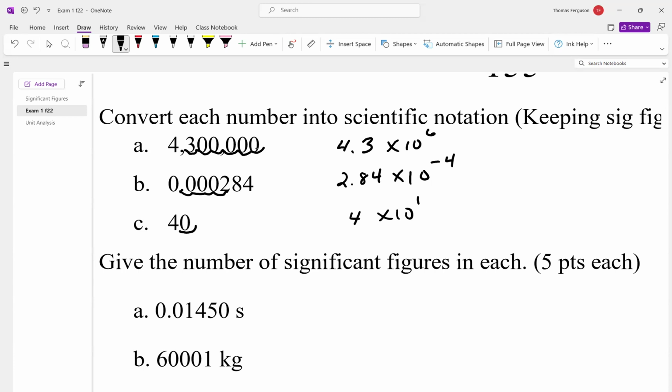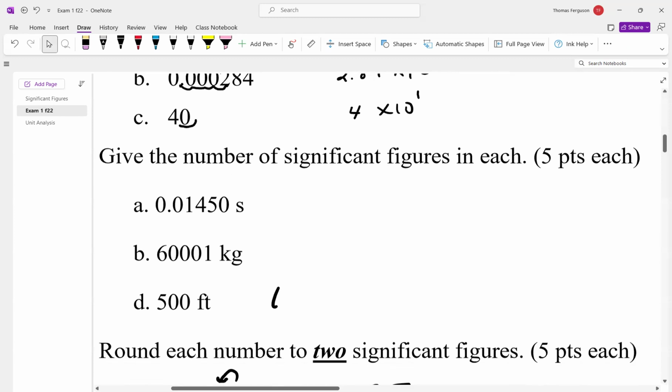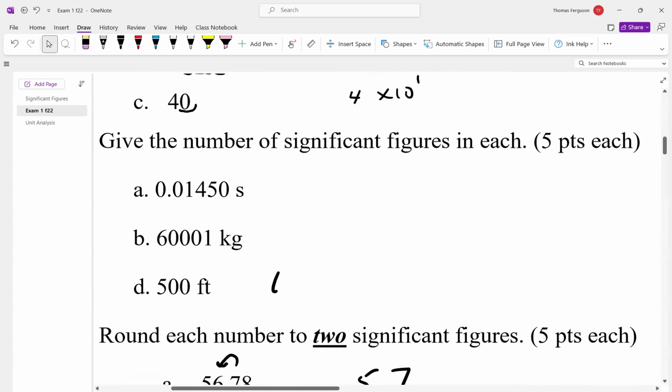Okay. Dry Lab 1 did a lot of this kind of stuff. So a good way to study for this test is to go over your dry labs. Go over your dry labs.